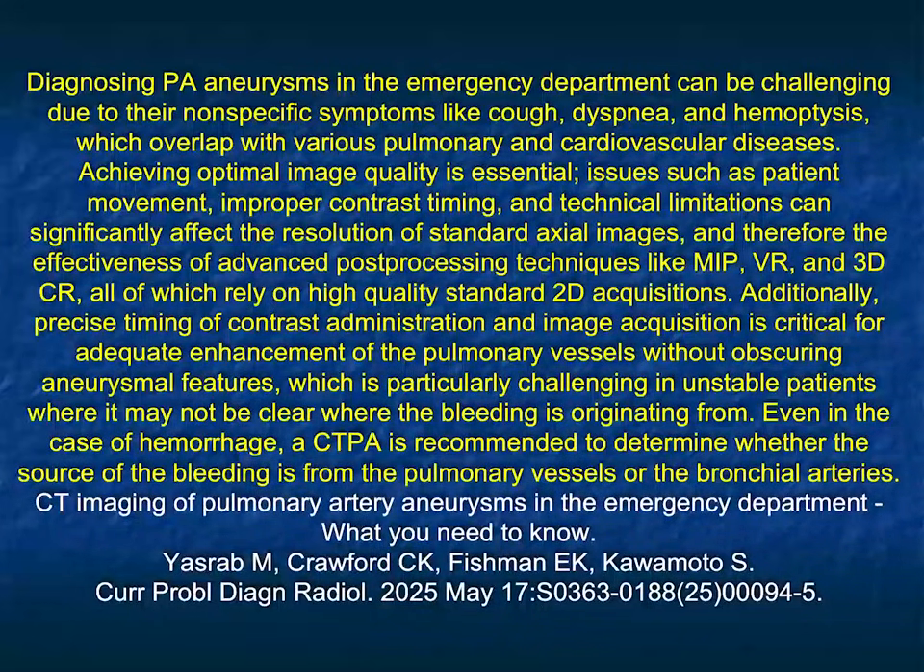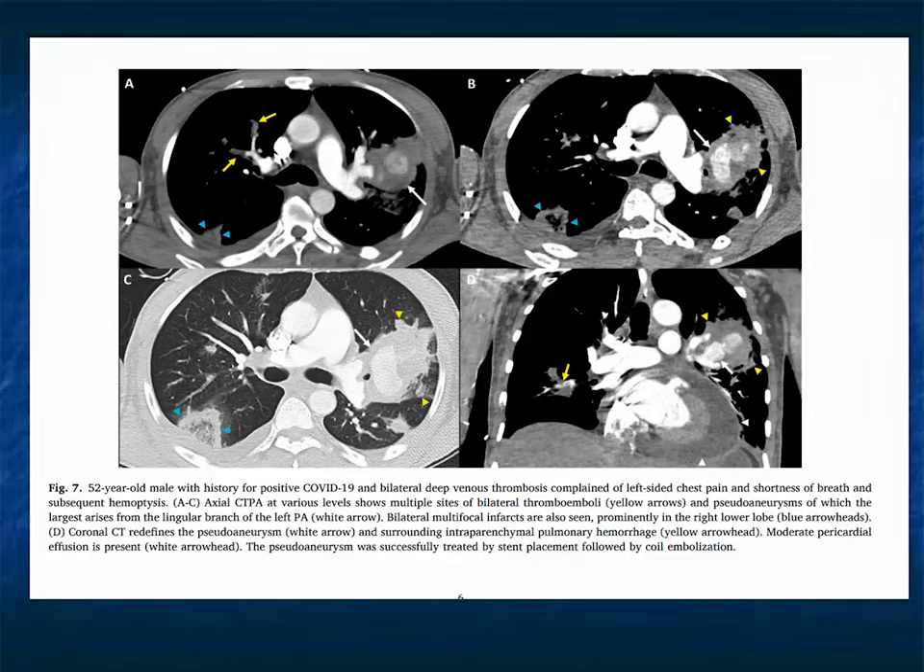In this article, we spoke about the ER setting, where pulmonary artery aneurysm clinical symptoms are cough, dyspnea, and hemoptysis. So it can be very, very non-specific, and you really need to be thinking about it. Even in the case of hemorrhage, a CTPA is recommended to determine whether the source of bleeding is from the pulmonary vessels or the bronchial arteries. So again, cases can be challenging.